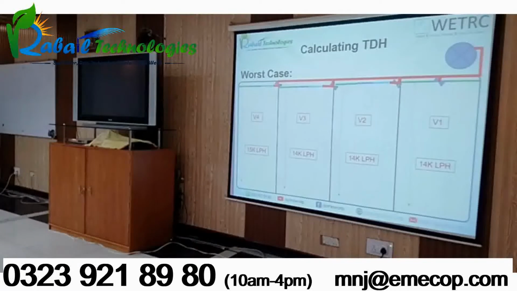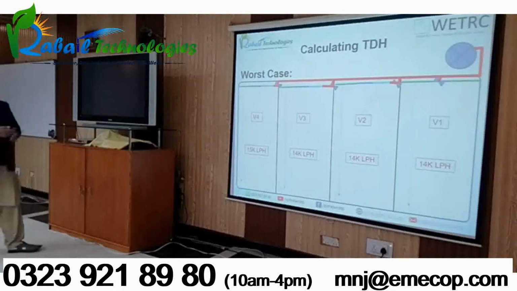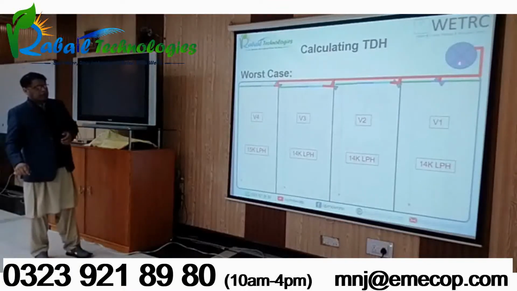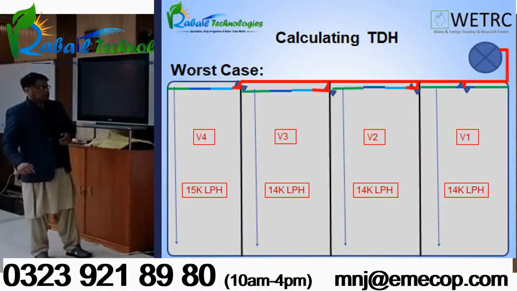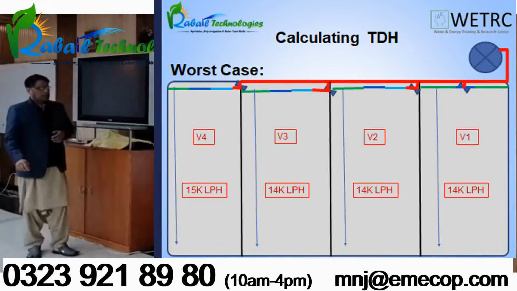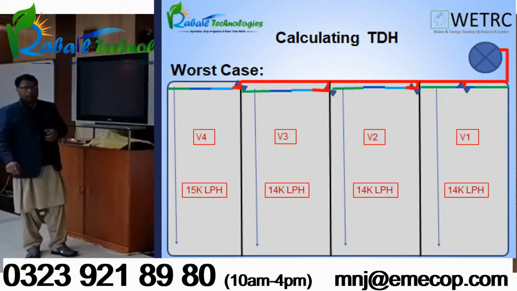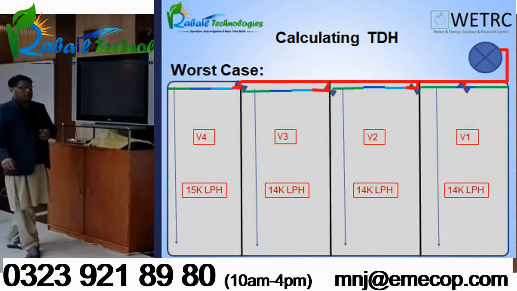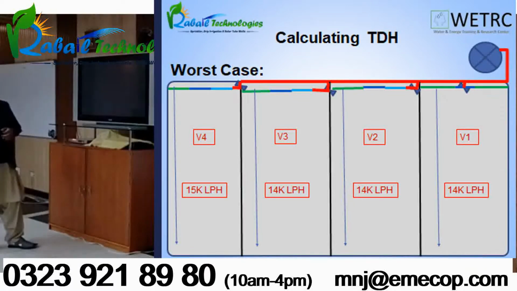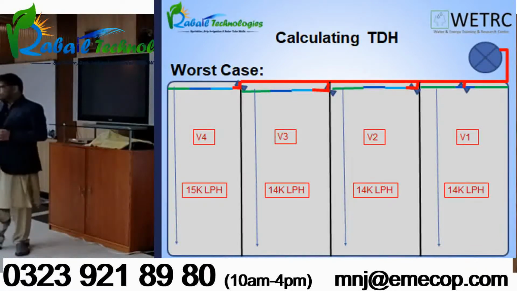These are the two parameters for the worst case scenario in order to design the pipe size, or in order to determine the friction losses. Number one is far remote from the pump. Number two is high flow rate, the highest flow rate. Like that is the pump. These are the main and sub mains. That is zone 1 or V1, I mean valve 1. Valve 1 has to deliver 14,000 liter per hour. Valve 2 14,000, valve 3 14,000, but valve 4 has 15,000 liter per hour.